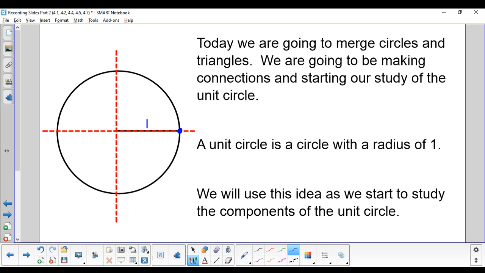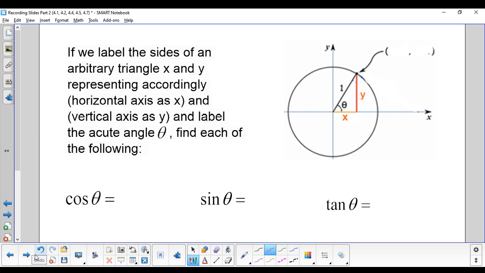For example, the coordinate of this spot on the unit circle would be 1, 0. The coordinate of this would be 0, 1. Here, we're at -1, 0. And down here, we're at 0, -1. Because we're using this idea of a unit being the radius, it allows us to start to develop measurements around the circle. For example, I might have a measurement here or a measurement here. As we move forward, I want you to keep this image in your mind as well as handy in your notes.